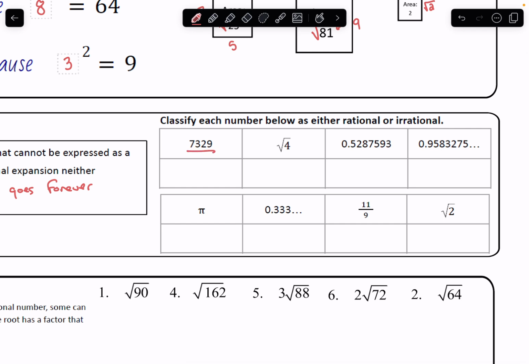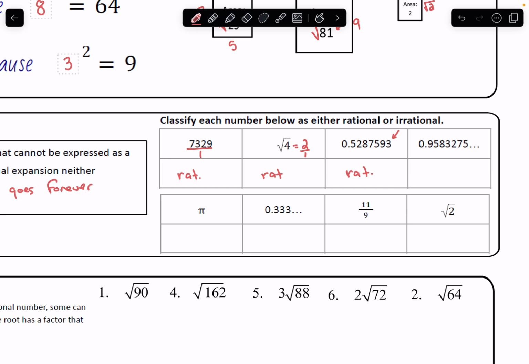7329 is a number. I can write it as a fraction if I just put it over 1. So this is a rational number, okay? Square root of 4, if I type that in my calculator, I get 2. Well, 2 is just a number, 2 over 1, so that is a rational number. 0.5287593 is an ugly decimal, but it stops. It ends at a 3, so that means that is a rational number.